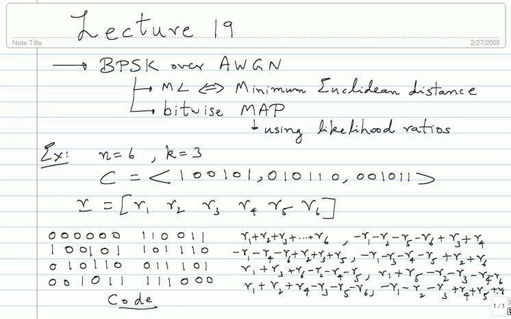Anytime you want to do ML decoding, what do you have to do? Look at all the six values that you received and evaluate each of these things. One of them will be maximum. Corresponding to that, you pick out that code word as the most likely code word that was transmitted. These are the dot products.